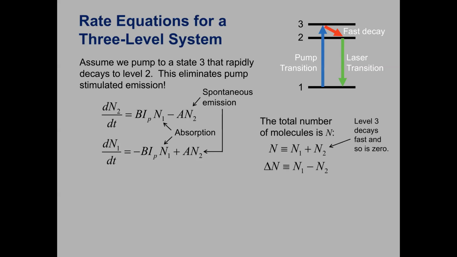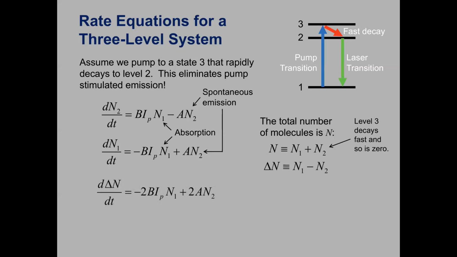So again, what we're going to do here, basically level 3 decays so quickly that we're going to assume that its population is always 0. But the fact that it's there is important, because it eliminates the fact that our pump light source is affecting the process overall. So it allows the frequency at which we will lase to be different than the frequency we're using to throw energy into the system. And that's the key thing that makes the difference.